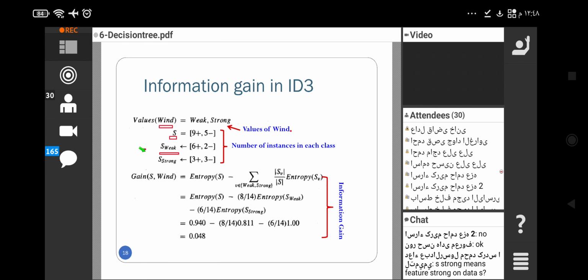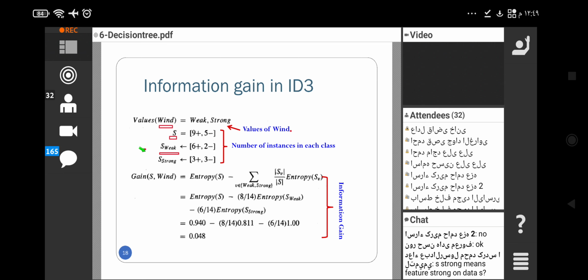Okay, so we should check in the table to see in the data which the feature wind is strong, how many positives and negatives data do we have. Okay, so first we have to calculate this. We have to say in our data how many positive and negative.